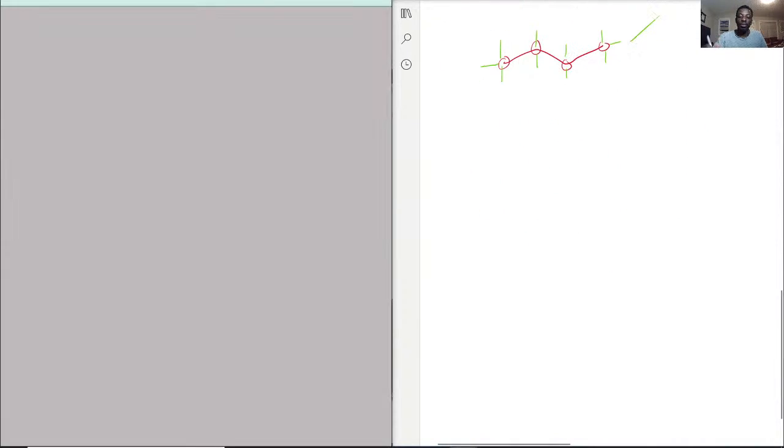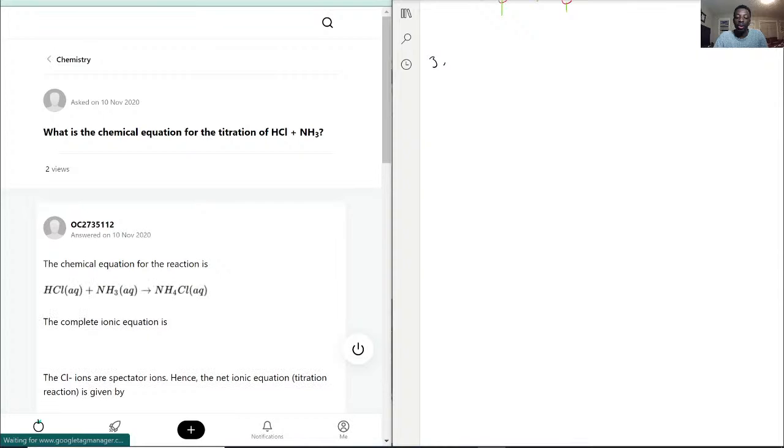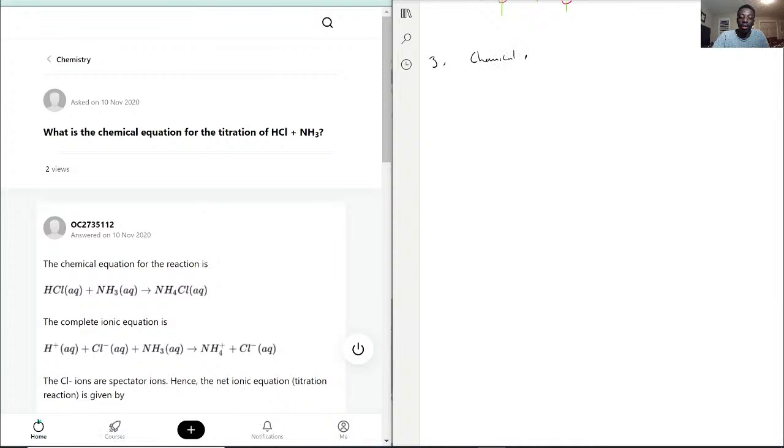Alright, so now let's move on to question 3. What is the chemical equation for the titration of HCl plus NH3? For this, I like to write it out by half reactions, then put them together and cancel out the repeating elements.